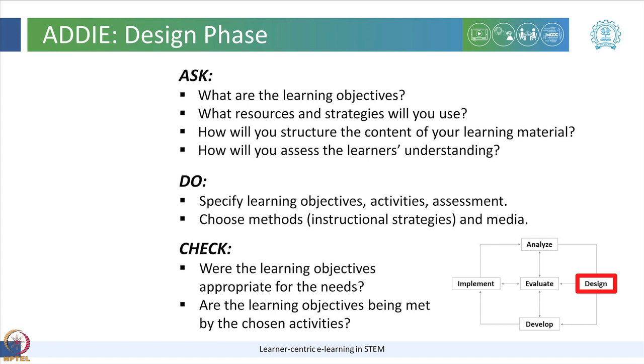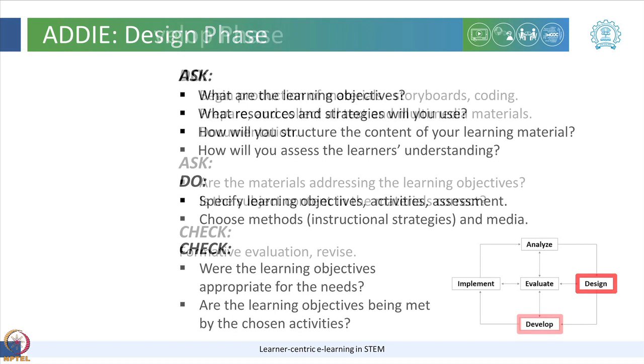And between the design and evaluate arrows, we ask questions like, were the learning objectives appropriate with the needs that we analyzed in the previous phase? Are the learning objectives being met by the chosen activities? So there's a lot of alignment that we have to check at this stage.